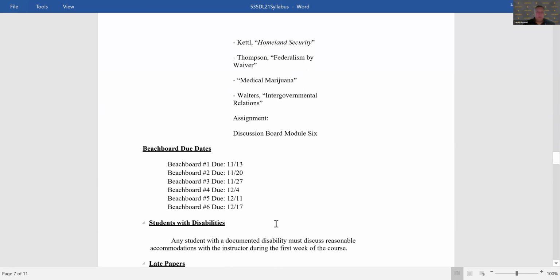Again, you've got 6 Blackboard essays. Only 5 of them will be graded. The first one's an assessment one. So that first assessment one is due on the 11th, then one due on the 20th, on the 27th, on the 4th, the 11th, and then the 17th. So they're all due on Sundays with the exception of that final one, because our course officially ends on Saturday, the 17th. That's when your 6th and final Blackboard essay will be due.